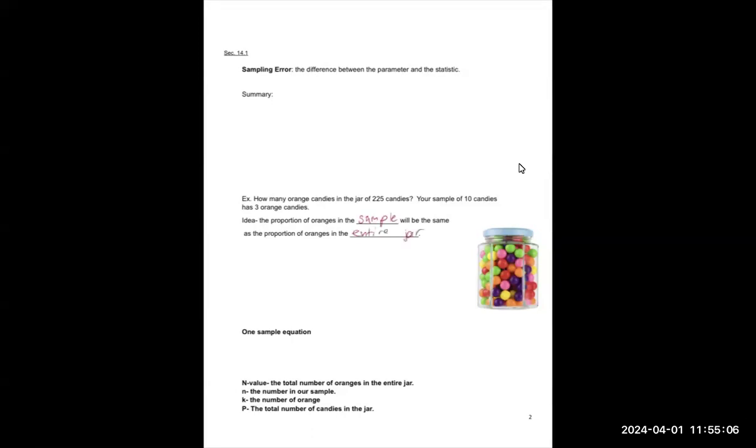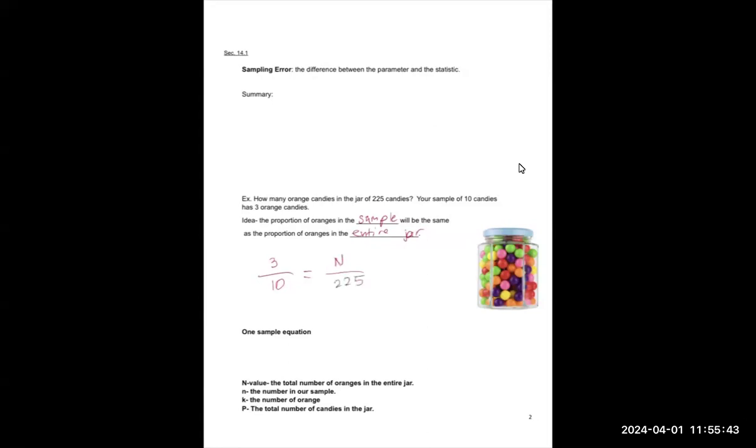So that means what we can do is we can say that the number of oranges in my sample over the total in my sample is equal to, so this is the proportion of oranges in the sample, 3 over 10. Because there were 3 oranges and a total of 10 that I sampled. So that proportion is equal to the number of oranges that are in the jar, which is our unknown n value, the number that we're trying to find, over the total number of candies in the jar, which is 225.